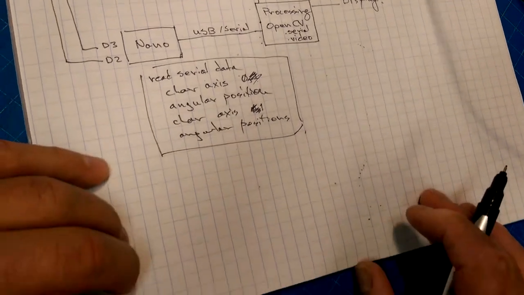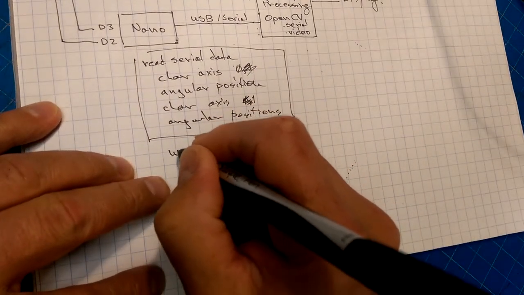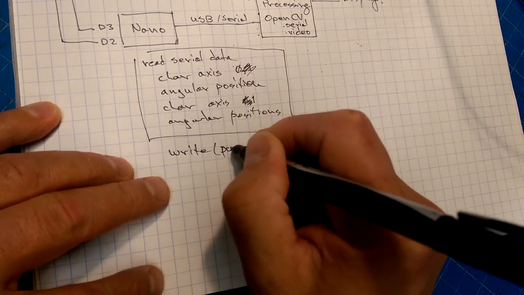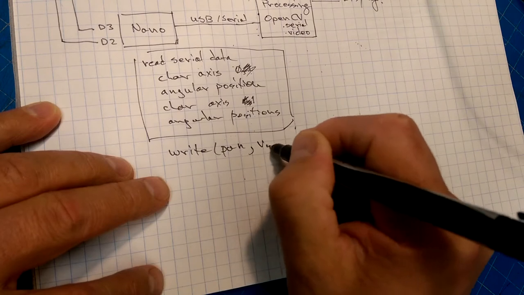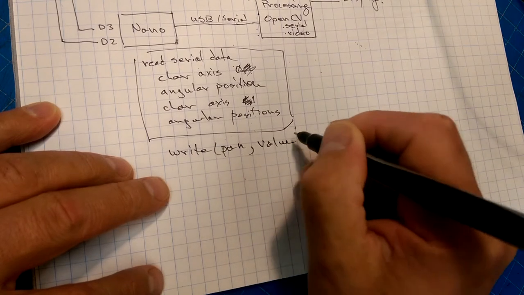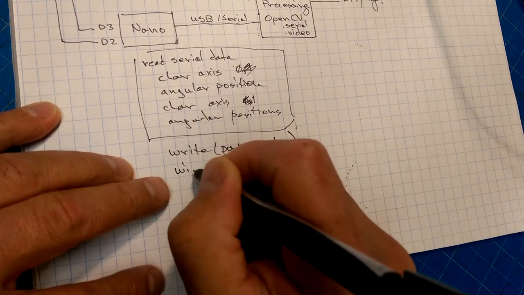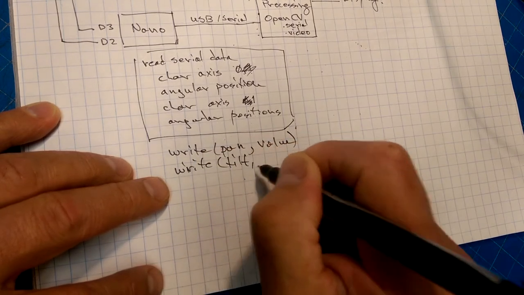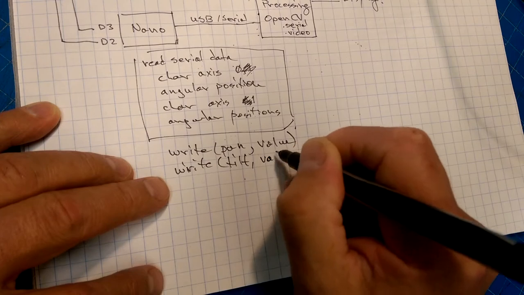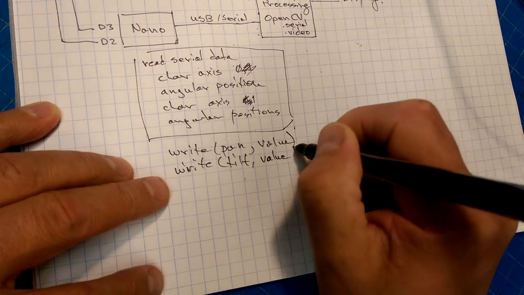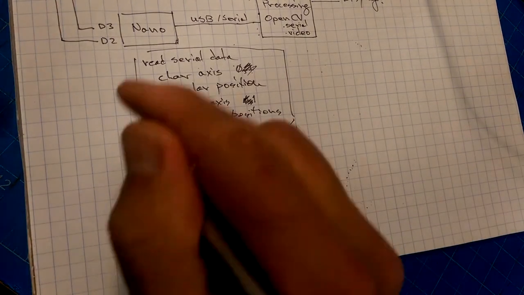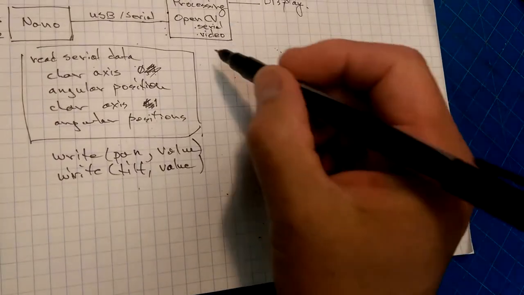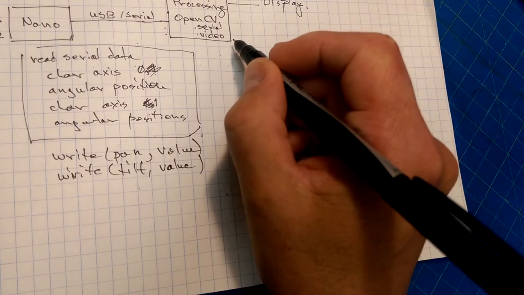The other block of code is pretty simple. It's write to our various axes. Our pan axis, the value, and write to the tilt axis, our value. Pretty simple. This guy doesn't have to do very much. This guy, on the other hand, has a few tasks that it needs to do.